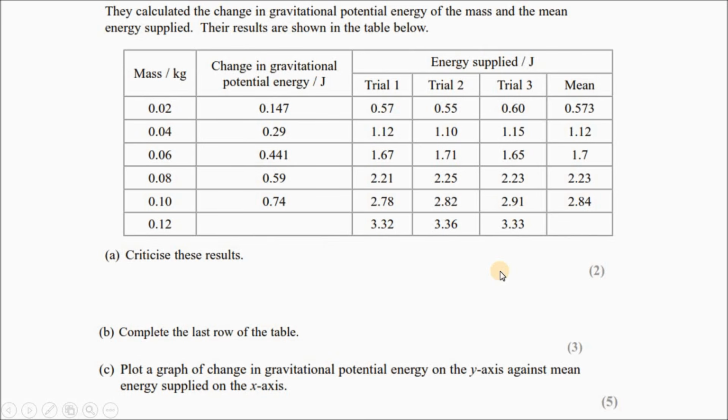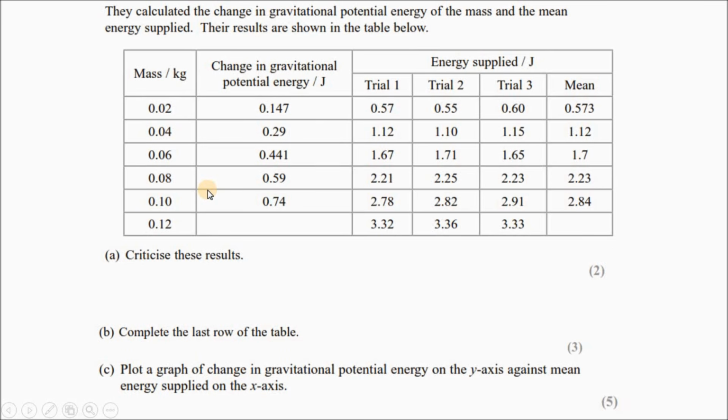They calculated the change in gravitational potential energy of the mass and the mean energy supplied. Their results are shown in the table below. Mass in kilogram, 0.02, 0.04 kilogram. Change in gravitational potential energy is given in joule. Energy supplied read by joule meter in joules. So 3 trials and mean values. Criticize the result. So you need to see the table and try to find some error if you think there are some, and that's the meaning of criticizing results.